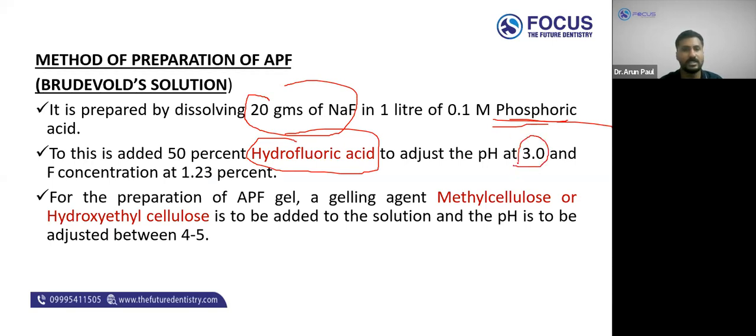So this was what we discussed in the previous slide. They wanted to bring the environment to be very acidic. That is, 3 is an acidic environment, whereas neutral sodium fluoride was 7. And the concentration was 1.3. And apart from that, they added a gelling agent called methyl cellulose or hydroxyethyl cellulose. This again was to adjust the pH to be around 4 to 5. So those are 3 important compounds added in APF: phosphoric acid, hydrofluoric acid, and hydroxyethyl cellulose or methyl cellulose. This is a gelling agent.